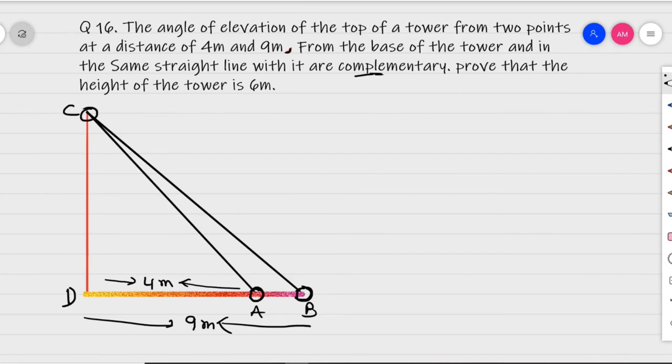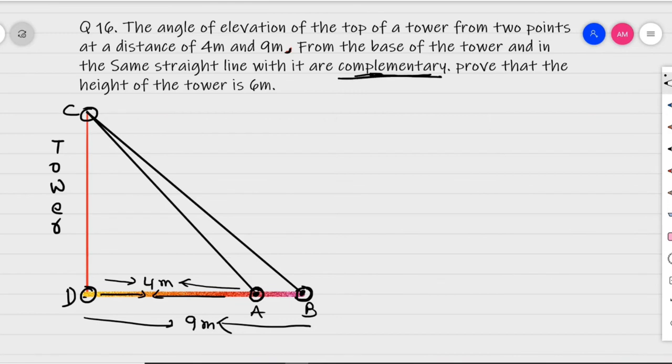So let CD be the tower. Okay, this is your tower. CD is your tower and there are 2 points A and B away from the tower and a person is looking towards C from both the points, from A as well as from B. Now the angle of elevation of the top of the tower from 2 points at a distance of 4 meter and 9 meters. See, D to A is 4 meters and D to B is 9 meters.